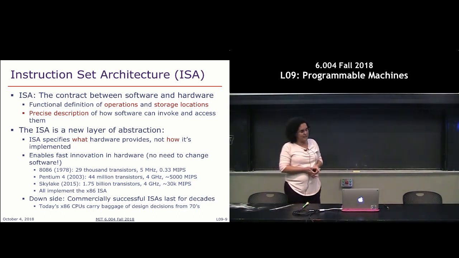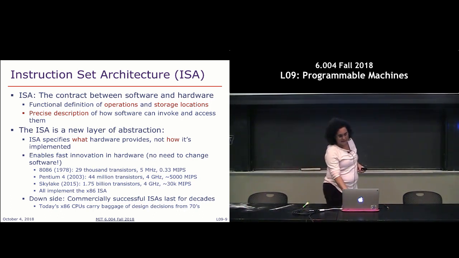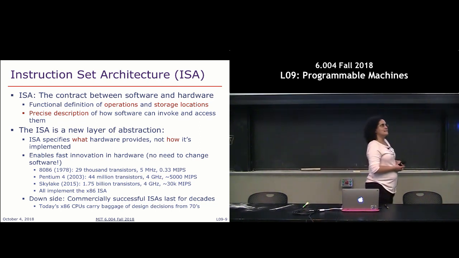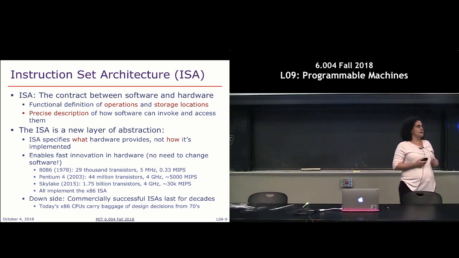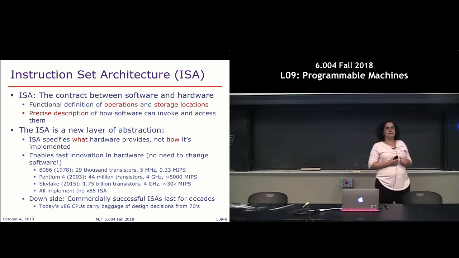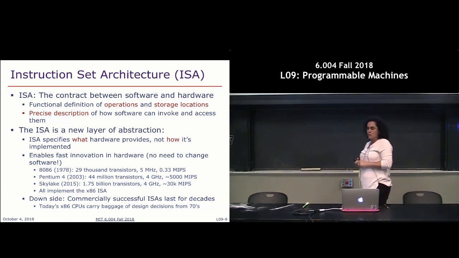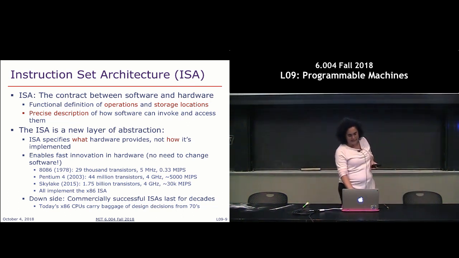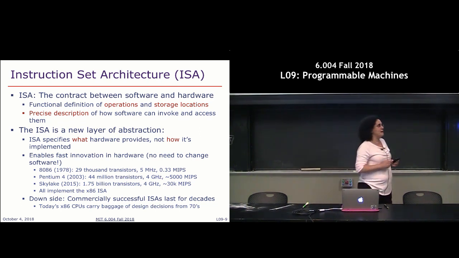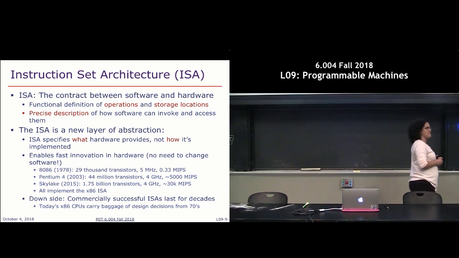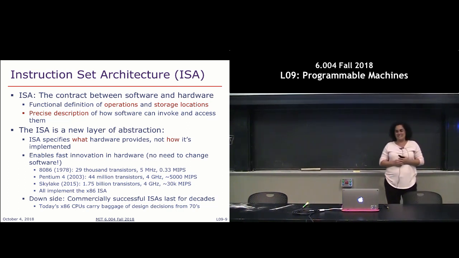If we take a look here at these various processors from the 1970s to modern day, all of these implement the same instruction set architecture, which is the x86 instruction set architecture. So what does that mean? That means that a program that was written for this 8086 computer can run on one of our modern day processors, as long as it's also an x86.